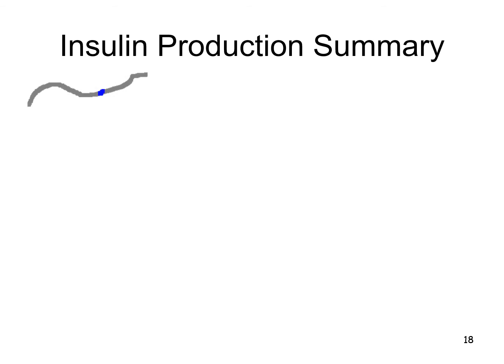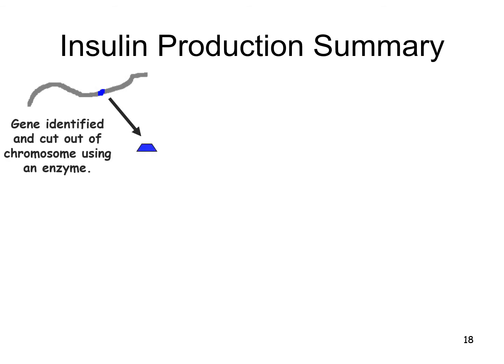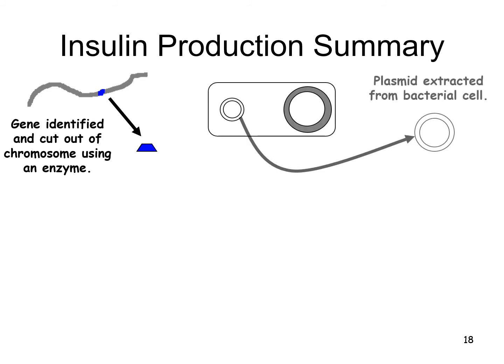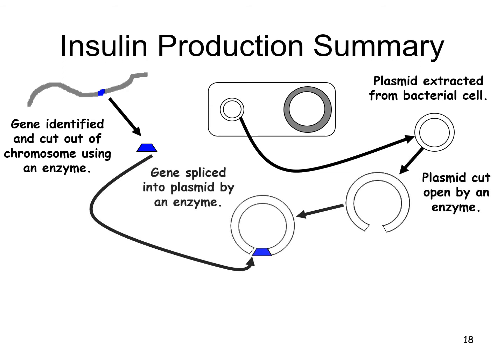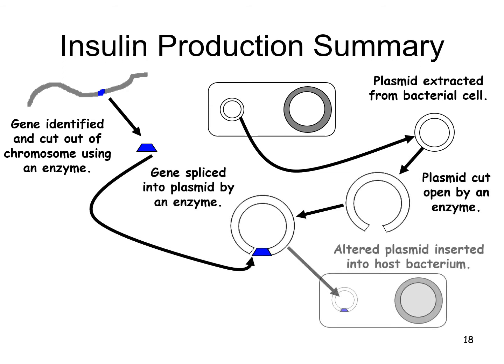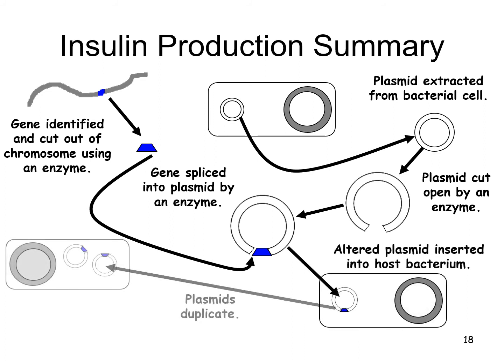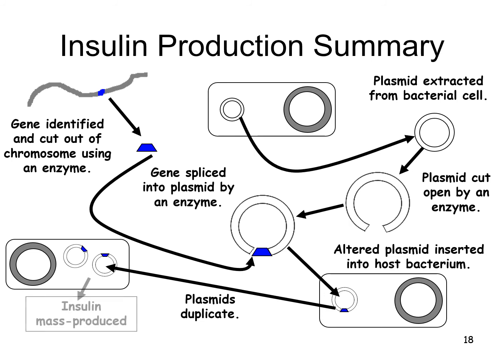So a summary. Human chromosome, we cut out the gene of interest using an enzyme. We remove a plasmid from a bacteria cell and we cut it. We insert the gene of interest into the bacterial plasmid and we pop the plasmid back into a bacteria cell. The plasmids are going to duplicate, and we'll also culture the bacteria to make many copies. Each bacteria cell will have a copy of the instructions for making human insulin. Insulin is then mass produced.